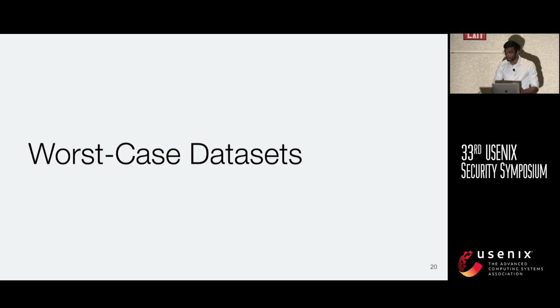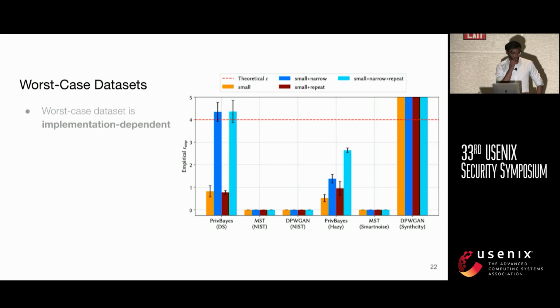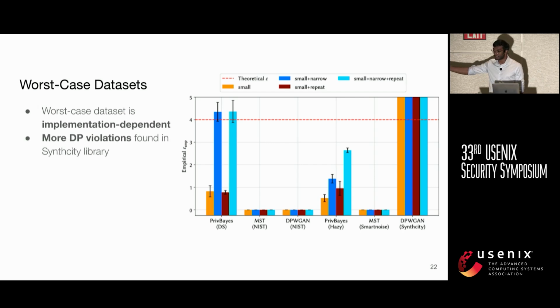So we were motivated to look at different kinds of worst-case data sets. You can look at our paper to see the kinds that we played with. Here I'm depicting 5 different kinds that we were experimenting with. And we find that the worst-case data set can be implementation dependent. So this is still black box, but we played with different worst-case data sets, and we find that for specific implementations, specific worst-case data sets work better than others.